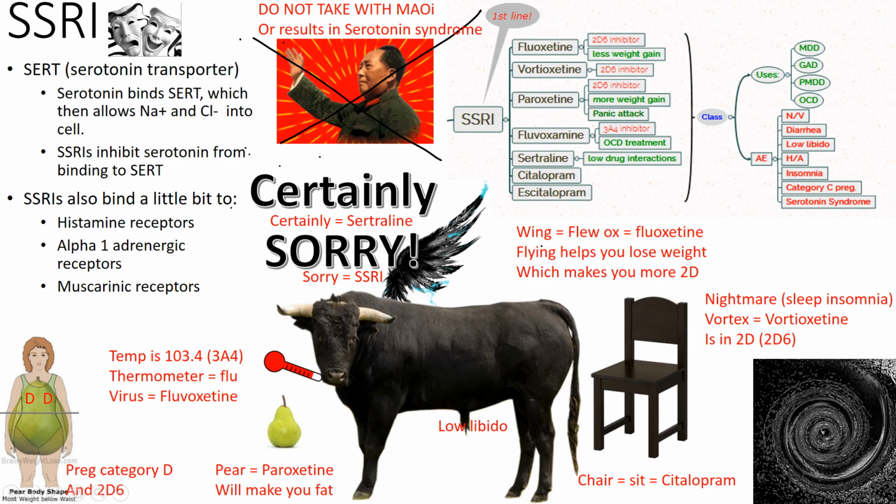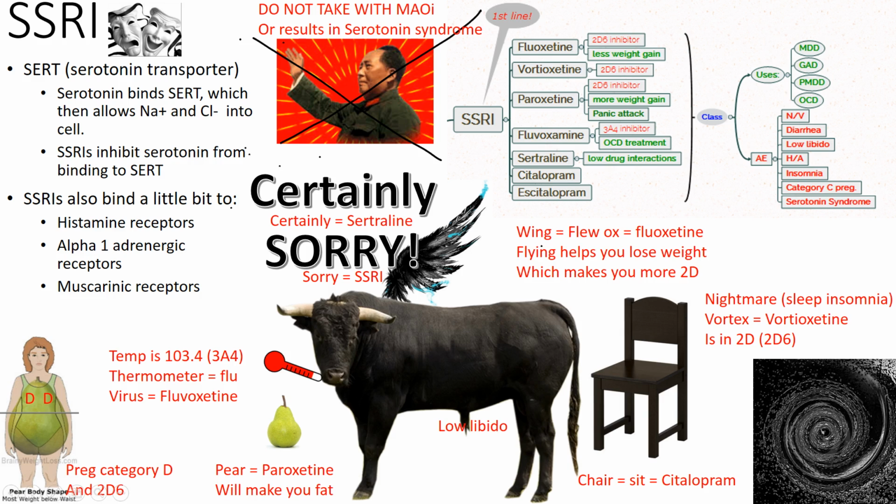Sorry stands for SSRI. So sertraline is one of the first SSRIs you should think of. That's the main one I want you to think of, because it's one of my favorites, just because it doesn't have the drug interaction of all the ones we've studied so far. So, certainly sorry. Sertraline, SSRI.